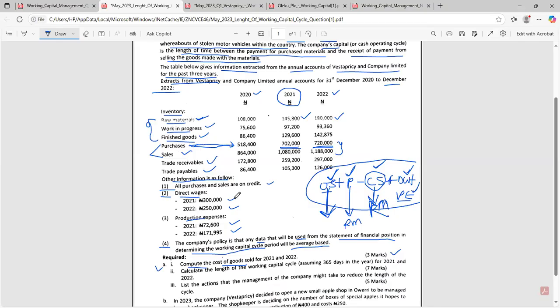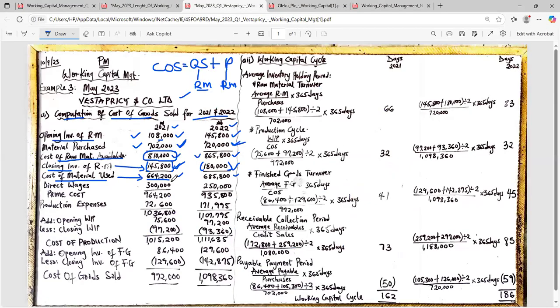But because in this question we have direct wages and production expenses, we need to factor them in. So what's our direct wages in the question? 2021, 300,000. 2022, 250,000. Copy them here. Direct wages 300,000, 250,000. Add them together. That will give us our prime cost: 964,200 to get that, and 935,800. Am I making sense?